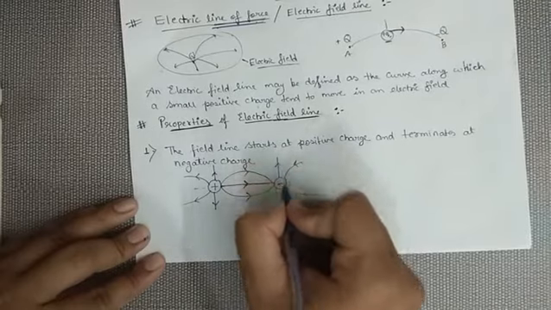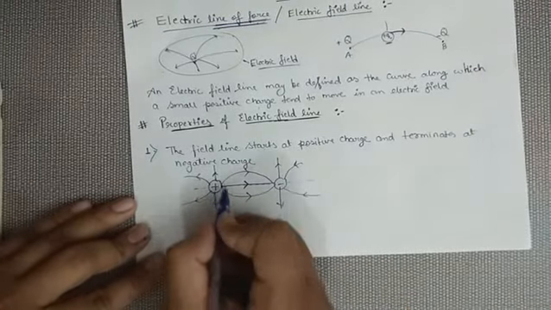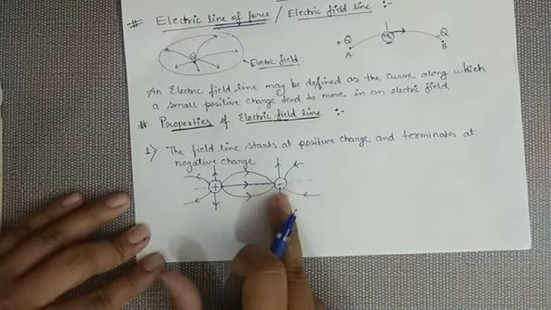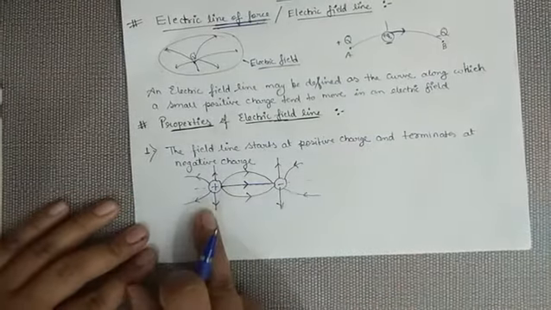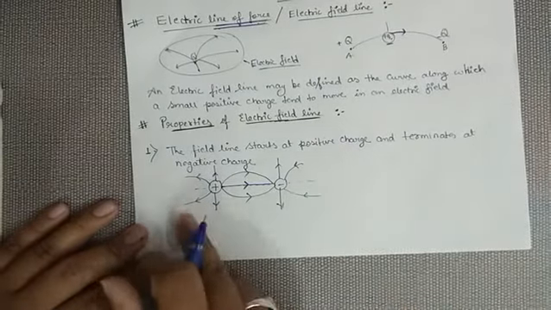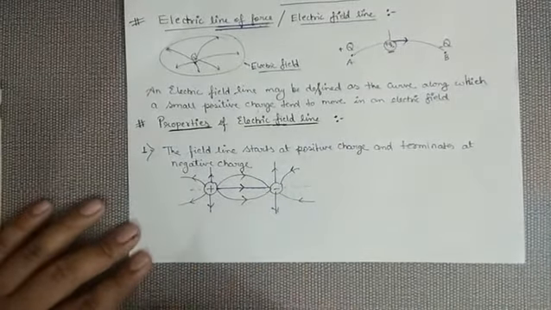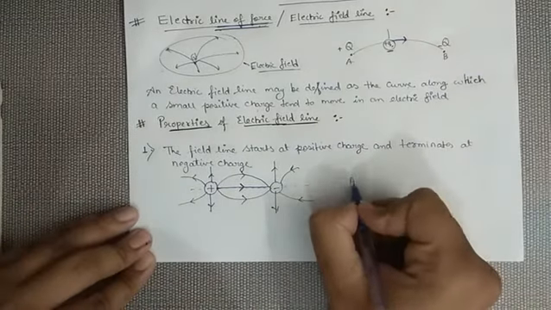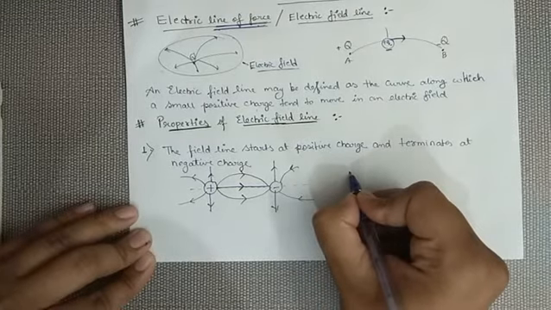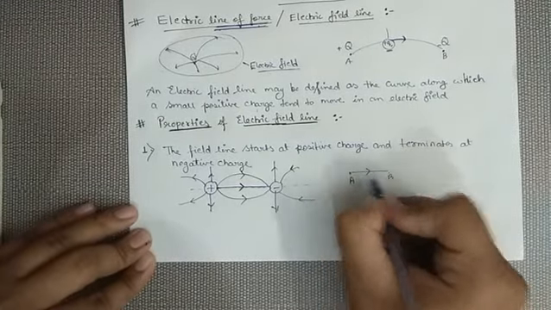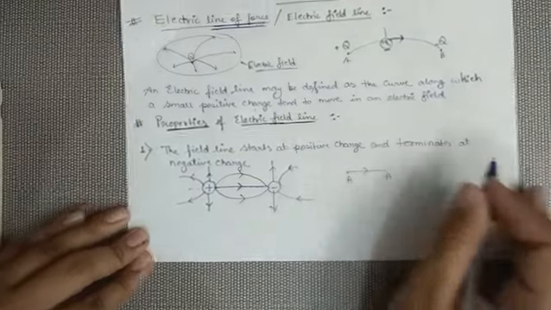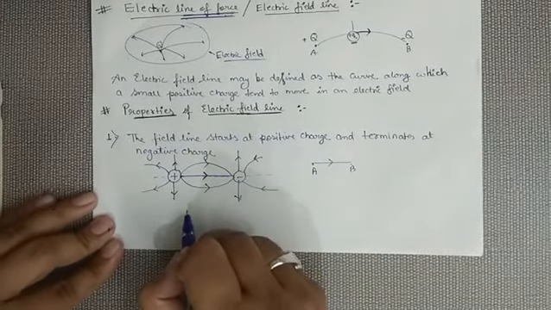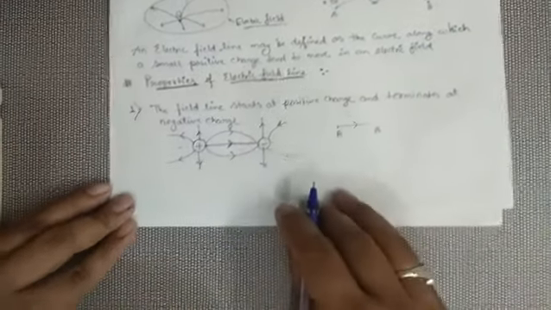You will see that from the positive charge these field lines are going outward, and at the negative charge they are coming inward. The positive charge emits the electric field lines, whereas the negative charge terminates them. So you will see that all the lines are moving from point A to point B. If they are not coming back to point A, then we can say that these field lines do not form a closed loop.